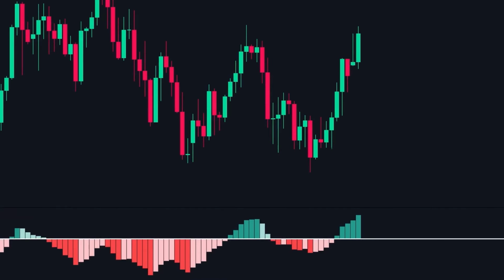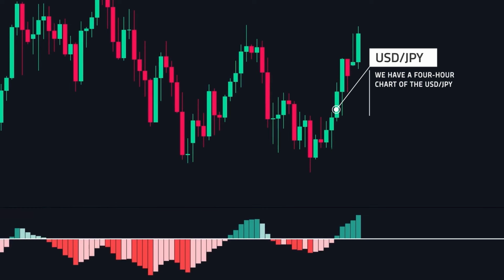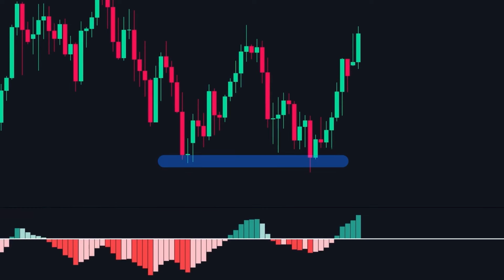Here is an example of a buying setup. We have a 4-hour chart of the USD JPY. The upward reversal enabled us to locate a support level. When the price returns to this level, we anticipate it will find support and proceed upwards.